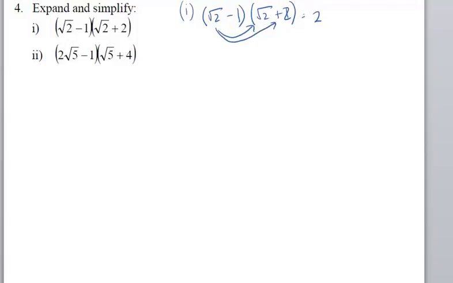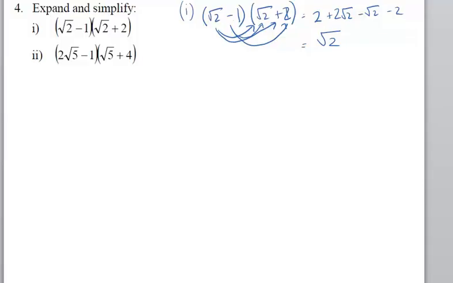Square root of 2 times 2, so we have 2 square root of 2. Then we've got here minus 1 multiplied by square root of 2 is minus the square root of 2, and minus 1 multiplied by positive 2 is negative 2. So here we've got 2 minus 2 is nothing, and we've got 2 square root of 2 minus square root of 2. So it's minus 1 lot of square root of 2. It leaves us with 1 lot of square root of 2, and we just write square root of 2 there.